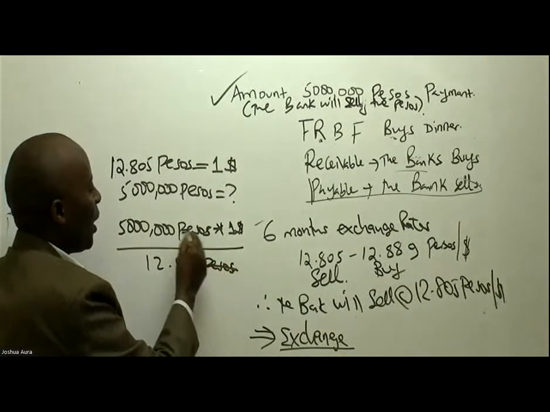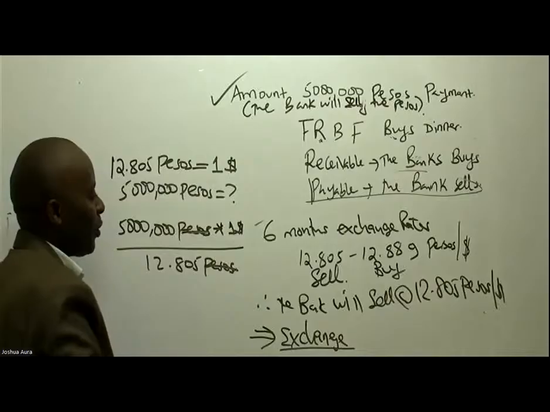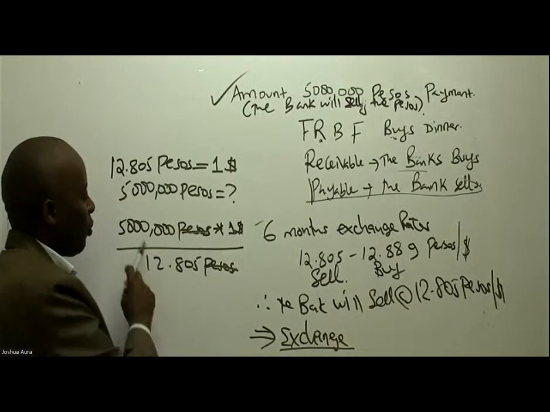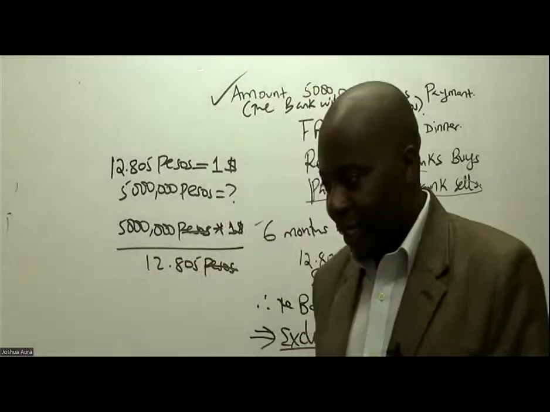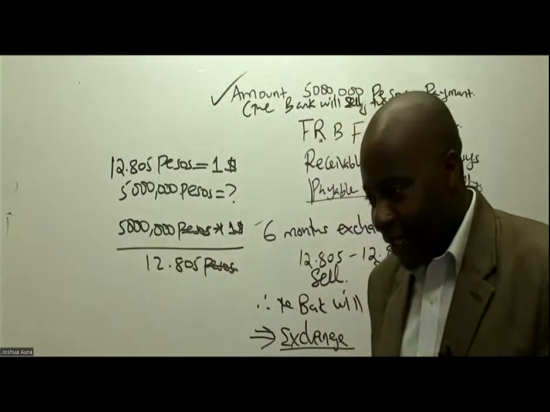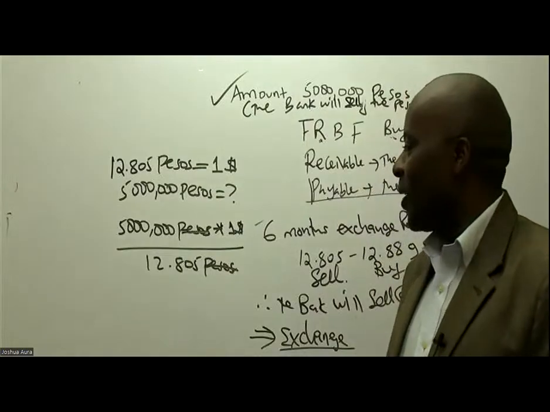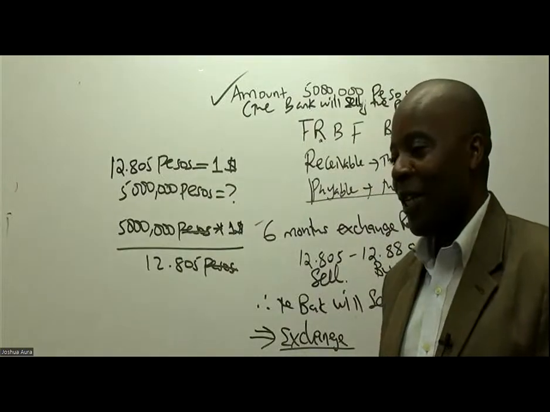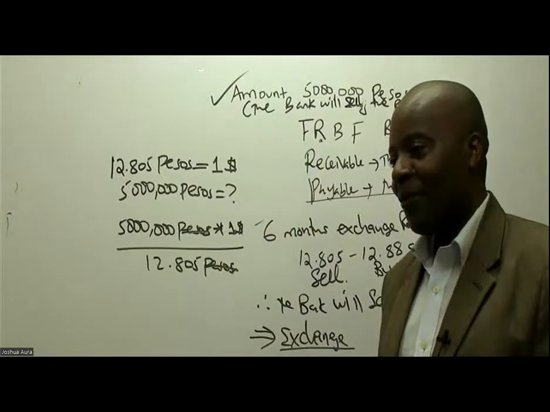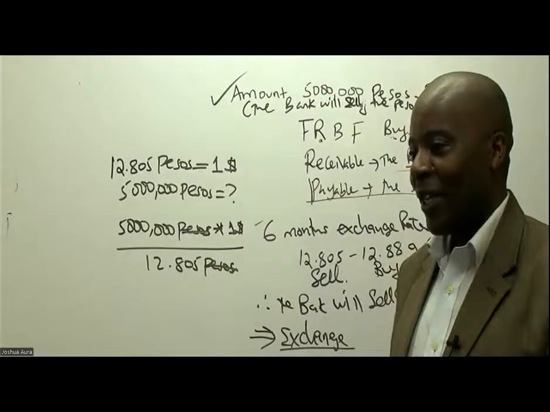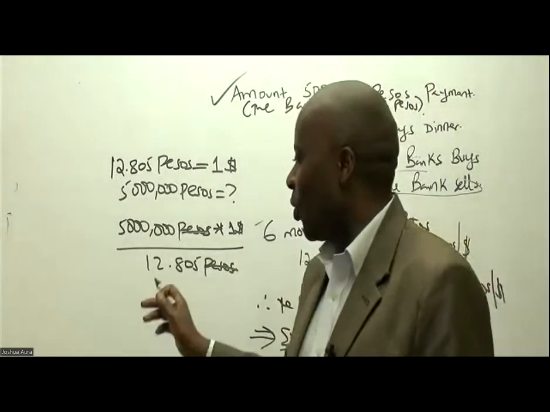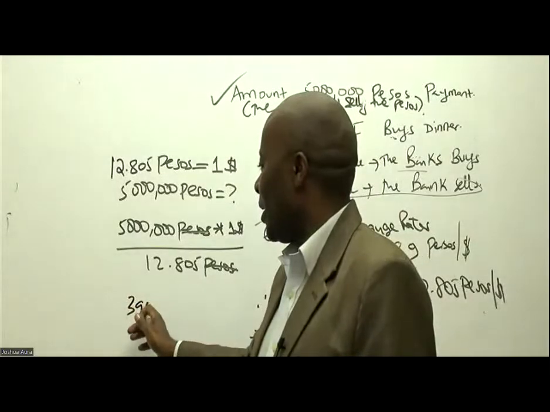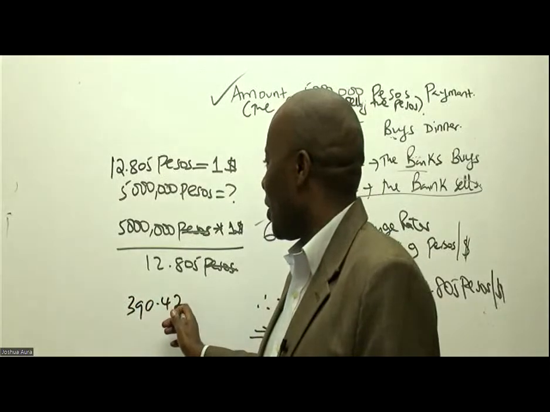So the pesos will cancel out, leaving me an answer which is in the form of what here, dollars. So 5 million divided by this gives me what figure? 5 million divided by 12.805 will give me how much? $390.42.